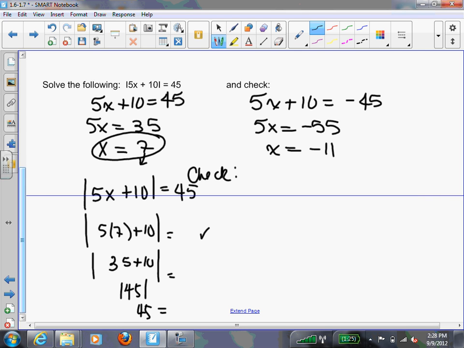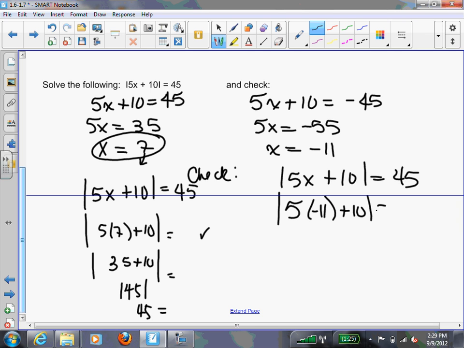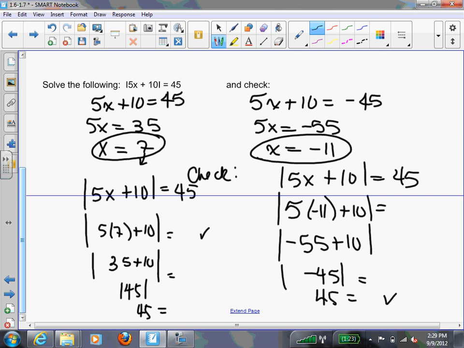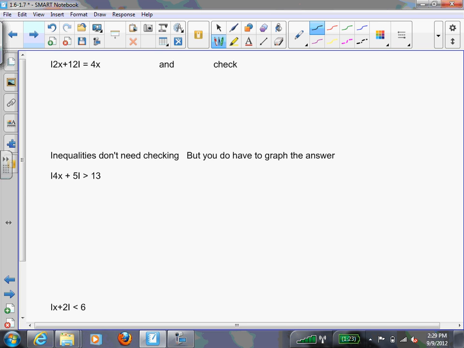All right, so we try x is equal to negative 11. And we start with our absolute value equation that we were given at the very beginning. And we use our second case's answer of negative 11. And we get negative 55 plus 10, which is negative 45 in absolute value, which truly is 45 also. And so it checks. And so we know then that there are two answers, 7 and negative 11. Now sometimes we'll only get one answer, and sometimes none of the answers will work.